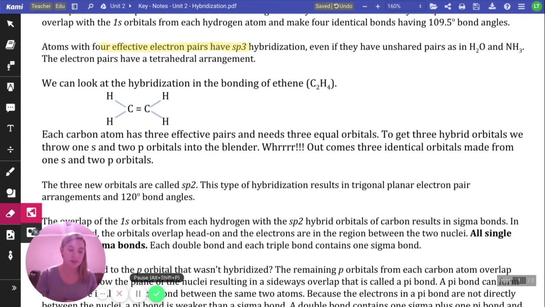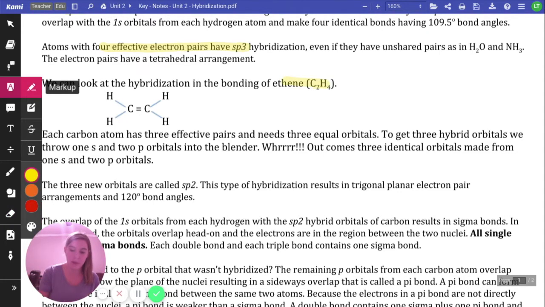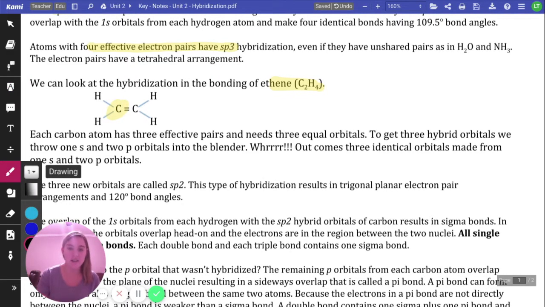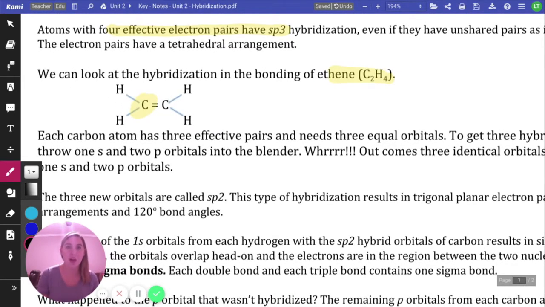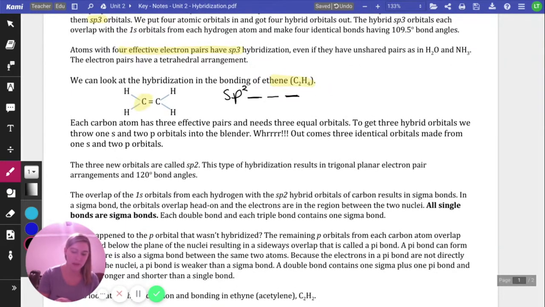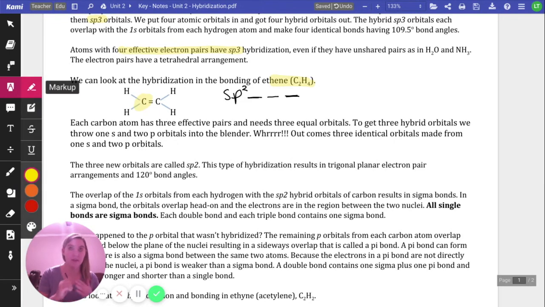Now let's look at the hybridization in ethene, the bonding in ethene. Our carbons still have the 2s and the 2p, but here each carbon is only forming 3 bonds. That means what we're going to throw in is 1 s orbital and 2 p orbitals. Since we're throwing in that 1 s and those 2 p orbitals, our hybridization here is known as sp2, because once again we just need those 3 bonds, so we need 1 s and 2 p orbitals.